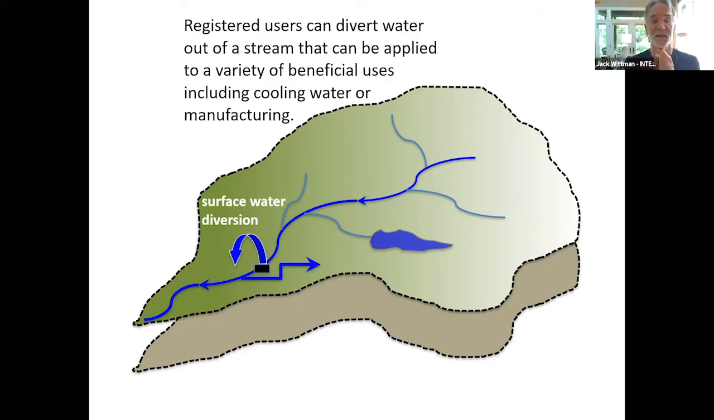But you can do more than that. You can also do kind of the opposite. You can put a diversion in the river and you can divert water out of the river so that you can apply it to any use, whether it's cooling water for a power plant or whether it's manufacturing of something. And that water is subtracted from this, especially if it's used and consumed and evaporated.